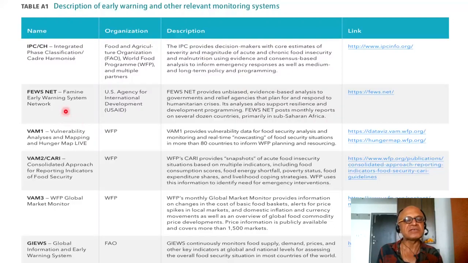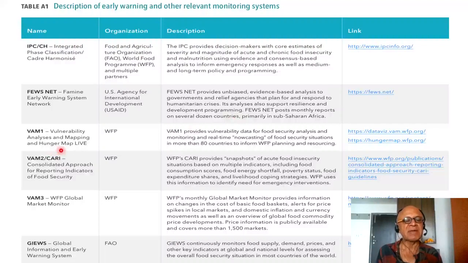Famine Early Warning System Network. So this is run by USAID. FEWS NET provides unbiased evidence-based analysis to governments and relief agencies that plan for and respond to humanitarian crises. Its analysis also supports resilience and development programming. FEWS NET posts monthly reports on several dozen countries, primarily in sub-Saharan Africa. It's been around for a while and closely watched.